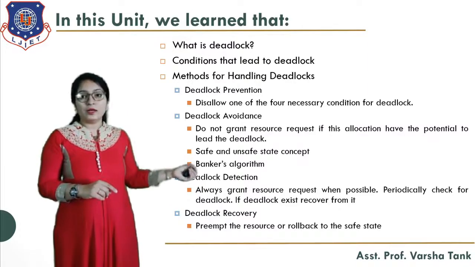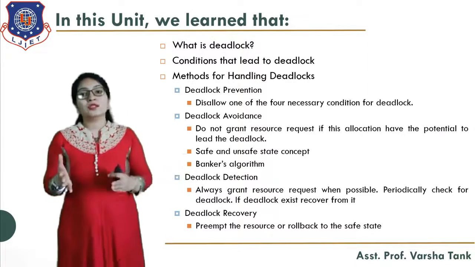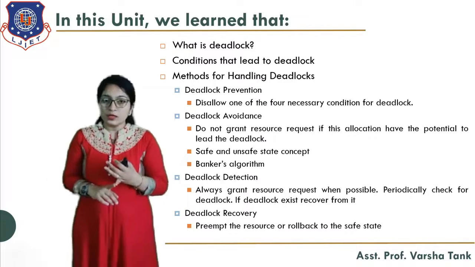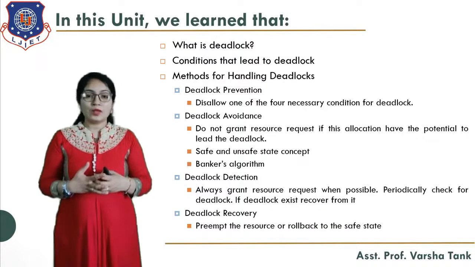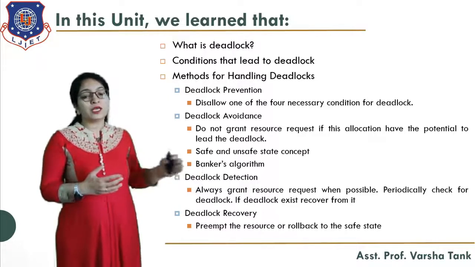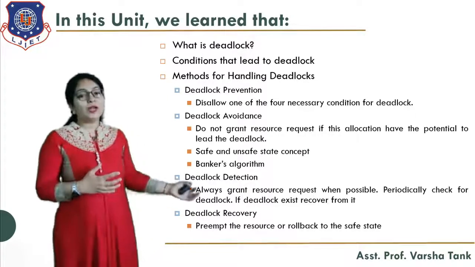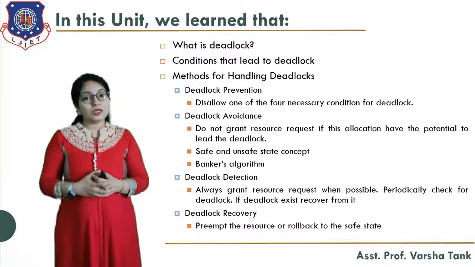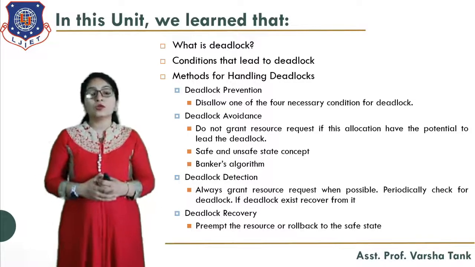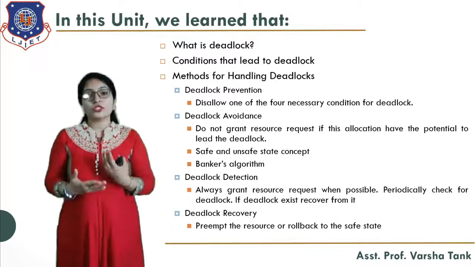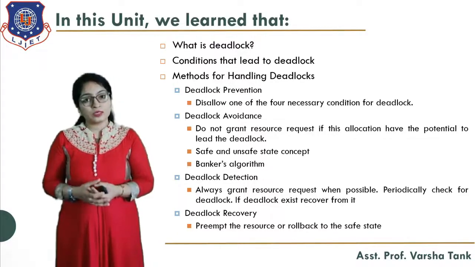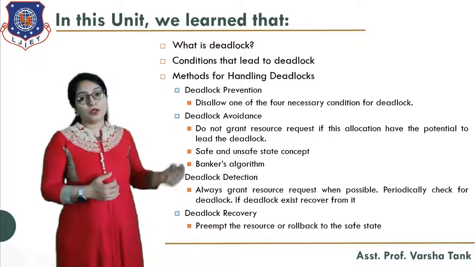If you learn the Banker's algorithm, you will be able to remember the safety algorithm. In deadlock detection, always grant a resource request when it is possible, and periodically check for deadlock. If deadlock exists, then recover from it, and at that time the recovery technique is used. In deadlock recovery, we preempt the resource or roll back to the safe state. These are the solutions we have to follow when there is a deadlock in the system. So we are ending this unit today.